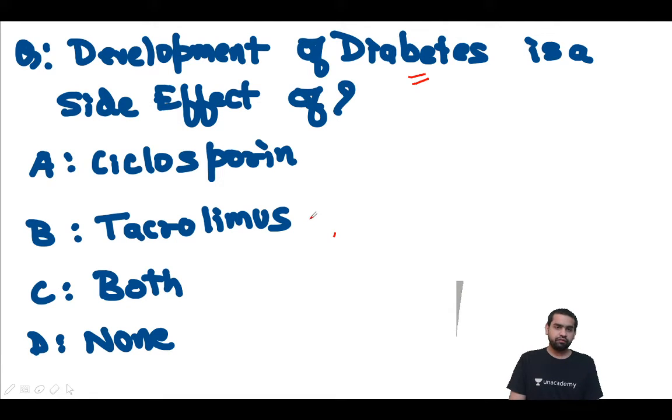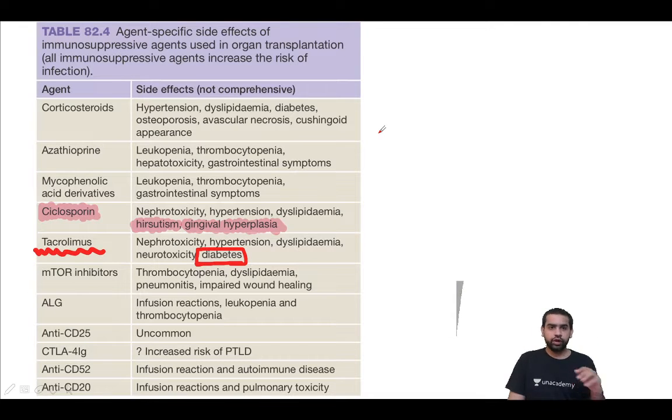Well, the answer is in fact tacrolimus. Please understand, the development of diabetes is much more common with tacrolimus. So the answer is basically B. Well, let us have a look at this. This is such a wonderful table given in Goodman and Gilman, which basically summarizes the side effects of most of the immunosuppressive drugs. Here we have cyclosporin. The nephrotoxicity, hypertension and dyslipidemia are common with both cyclosporin as well as tacrolimus, but hirsutism and gingival hyperplasia are associated with cyclosporin.